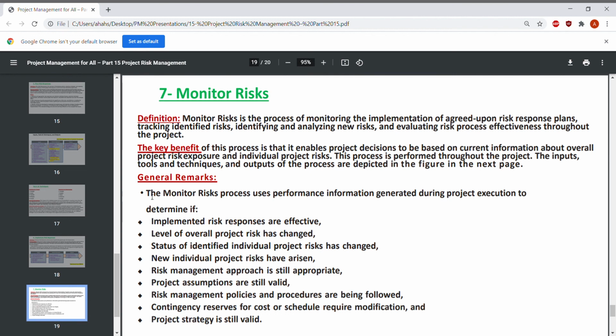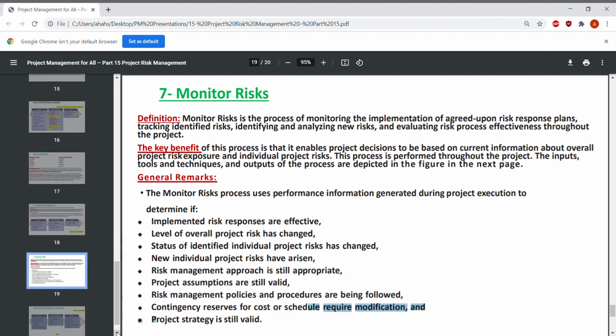General remarks about this process. The monitor risk process uses information generated during project execution to determine if implemented risk responses are effective, if the level of overall project risk has changed, if the status of identified project risk has changed, to see if new individual project risks have arisen, and to see if the risk management approach is still appropriate, if the project assumptions are still valid, if risk management policies and procedures are being followed, if the contingency reserves for cost or schedule require modification or are still valid, or if the project strategy is still valid.